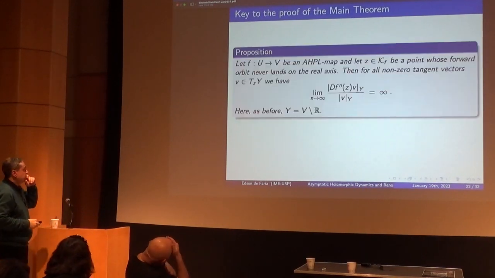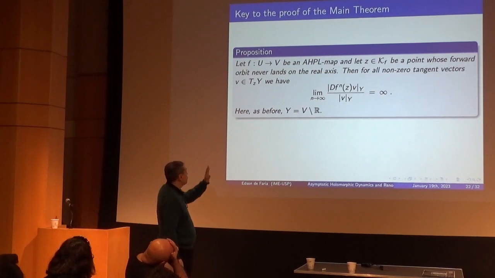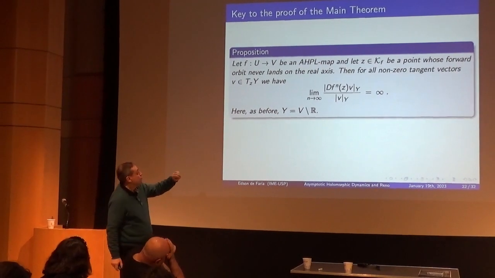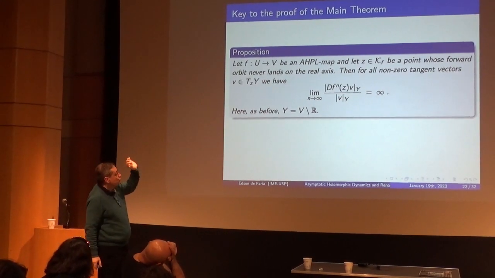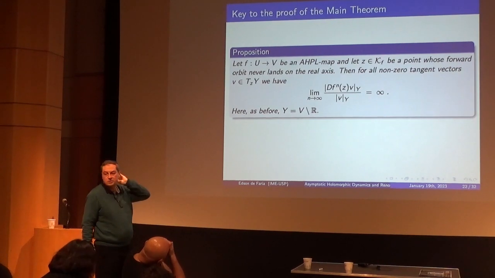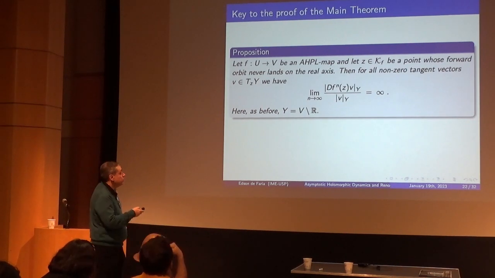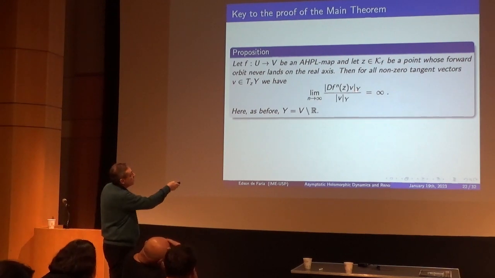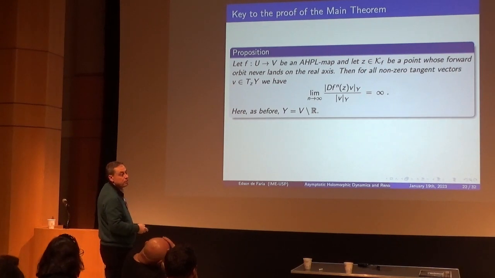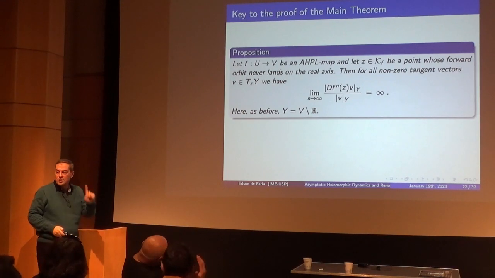Anyway, so here's the idea. You have to show this lemma or the proposition. You pick a point in the Fatou-Julia set, and you take a tangent vector at that point, and you apply the map and you iterate. And you want to show that the hyperbolic lengths, this bar with a y there means the length in the hyperbolic metric of y, that this ratio goes to infinity. That's one lemma that you need to prove.